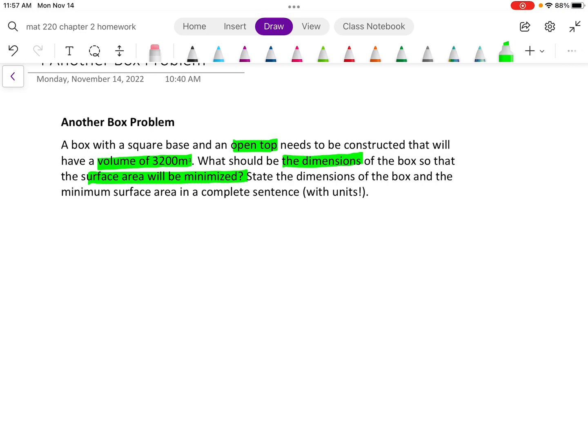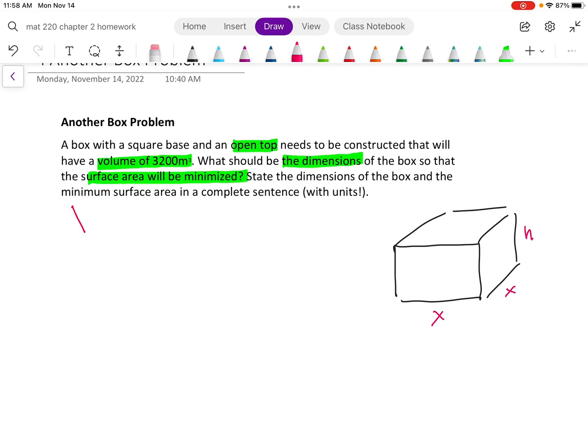All right, so if we have a box, and I'm just going to draw myself a pretty little box, and we're told that this box contains a square base. So if it's a square base, then we're going to imagine that's x by x. And then the box has a height of h, because I just picked that variable. And so the volume of this box would be x squared times h. And we know that that volume equals 3,200 cubic meters.